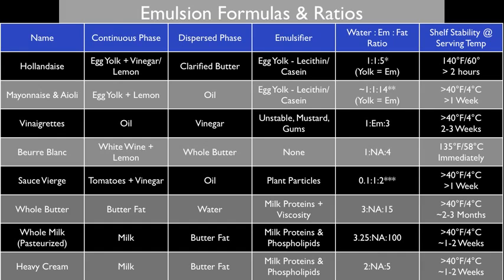Another thing that I want to draw your attention to real quick before we move on is sauce vierge, because sauce vierge, and I will link a recipe in the show notes, is the continuous phase is tomatoes ground up with vinegar, and this is a good example of using plant particles as an emulsifier.